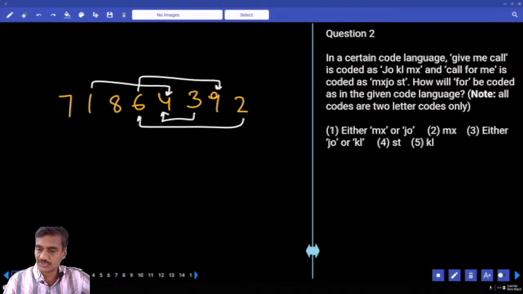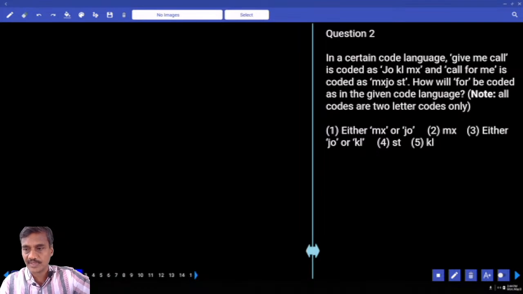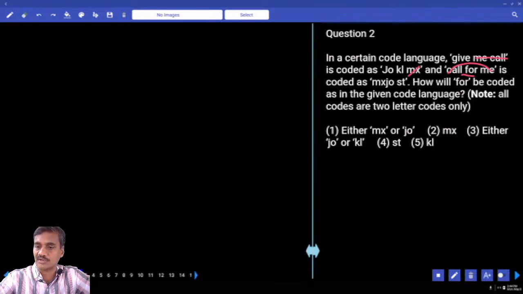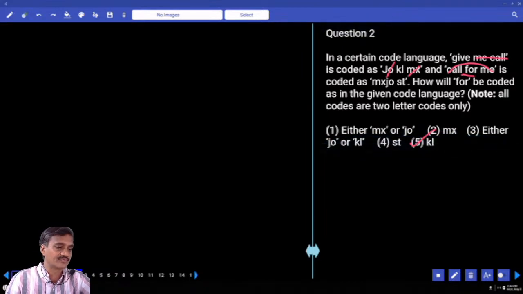And in question number 2, now how will fur be coded? Now we need to find out the code for the word fur. Where is fur? Call for me. If I get only fur, fur is here. Now as fur is here, now call and me. Call and me is common. Here also call and me is common. As 2 words are common, 2 codes are common. Then what is the code for fur? KL. KL, that is choice 1.